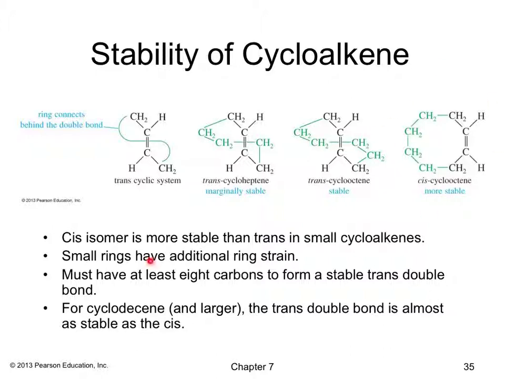Small rings also have additional ring strain, and you must have at least 8 carbons to form a stable trans double bond. So this is where you get stability. And for cyclodecene and larger, the trans double bond is almost as stable as the cis.